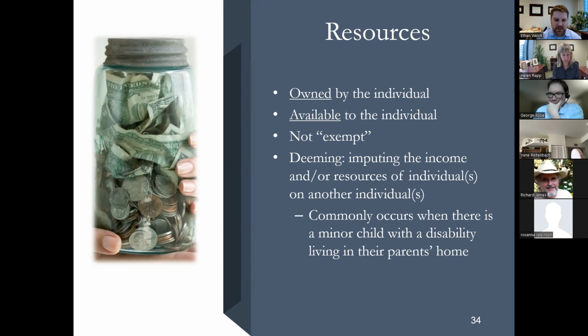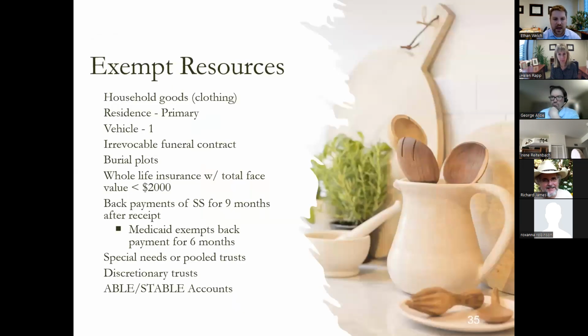So we talked about deeming, and why that's important. When you have a disabled minor child, they won't receive any SSI or Medicaid because of their parents' income and assets, resources. Generally, these are the main exempt resources, non-countable resources.